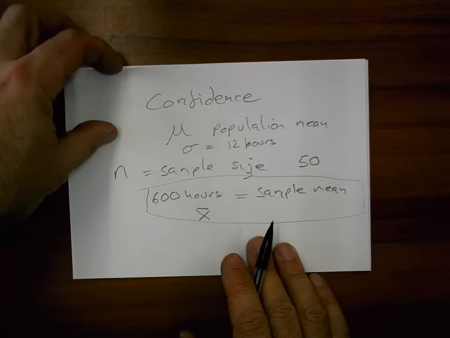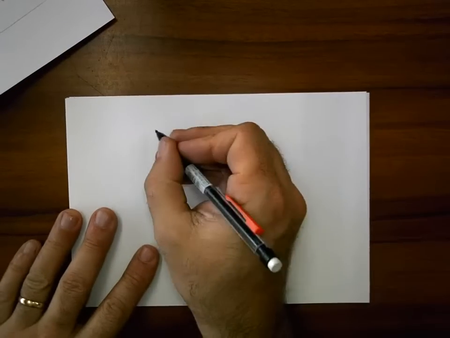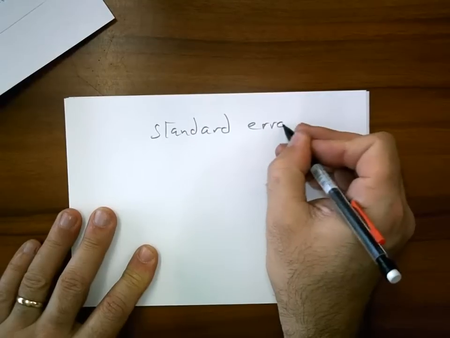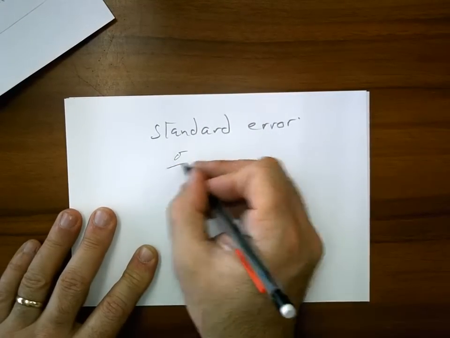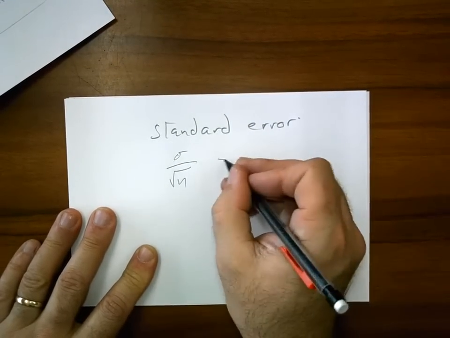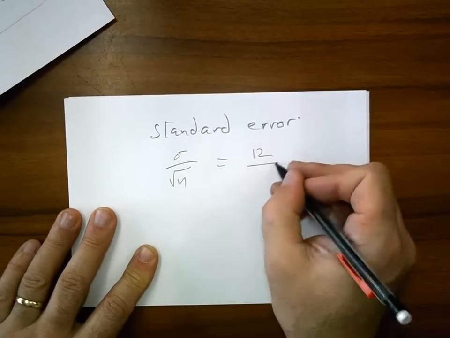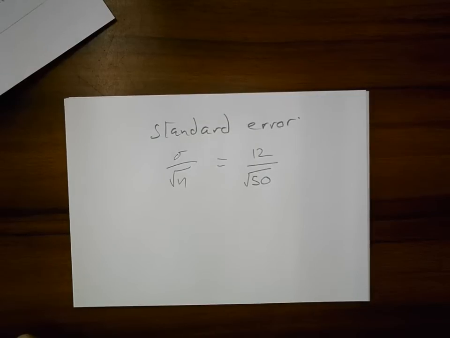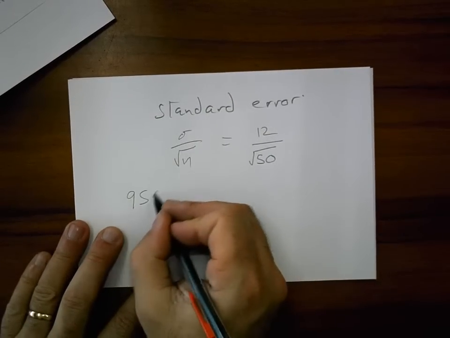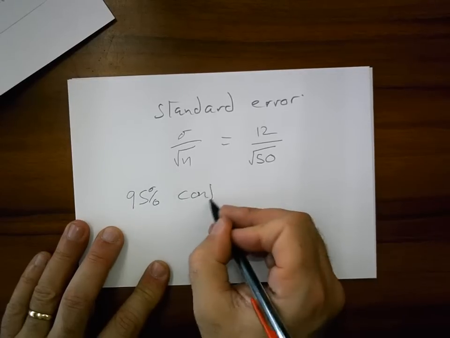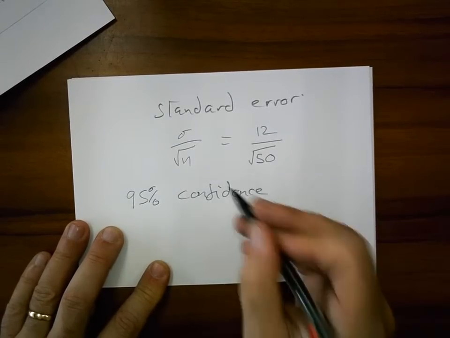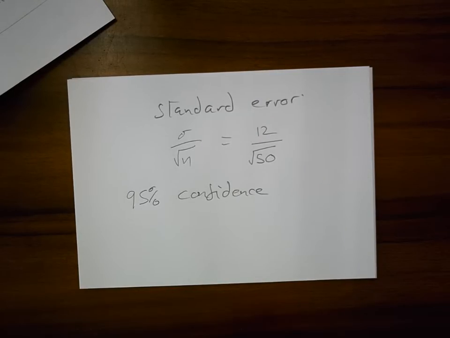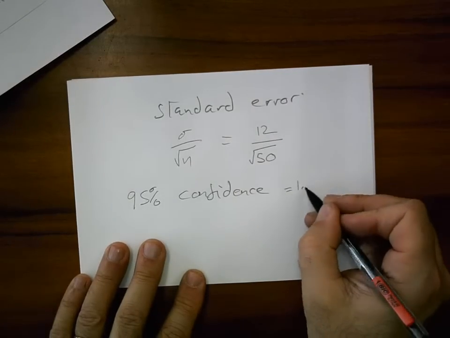So we use, first of all, a standard error. Now the standard error is sigma over root n, which in our case was 12 over root 50. Okay, now we're going to produce a 95% confidence interval. Now I showed you last time how to use a calculator to work out what that value is, but remember that 95% is 1.96.